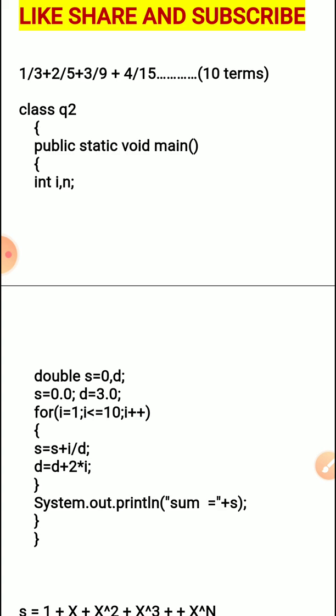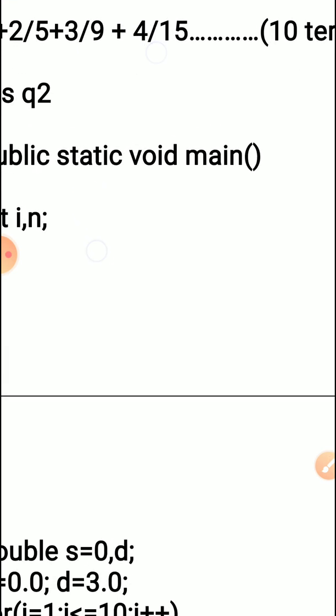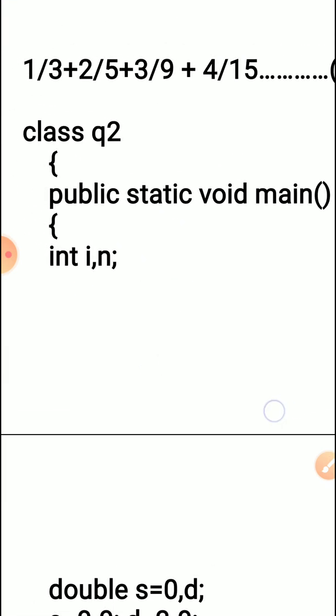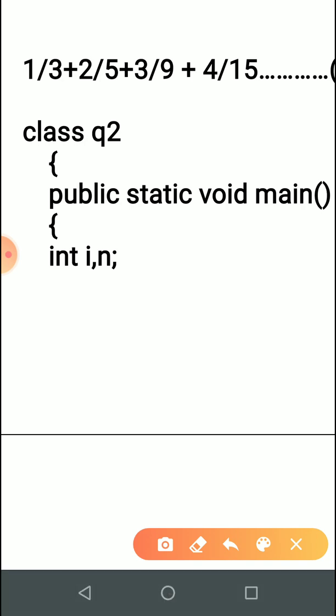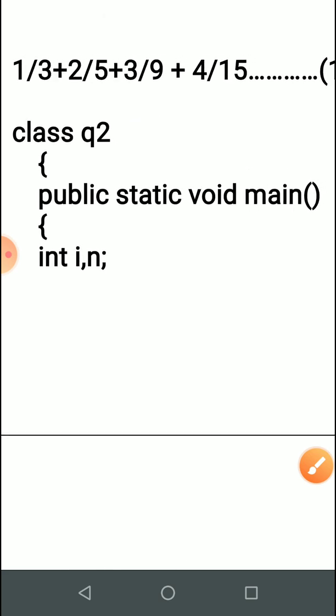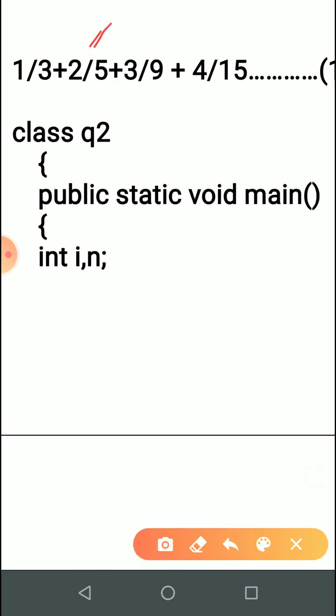If you observe how the difference is created, the first term is 1 upon 3. So in 3, 2 into 1 is added, and by that we get 5, the next denominator. Then in 5, 2 into 2 is added, double the numerator, to get 9. In 9, double of 3 is added to get 15. So 2 into numerator is added to get the next denominator.